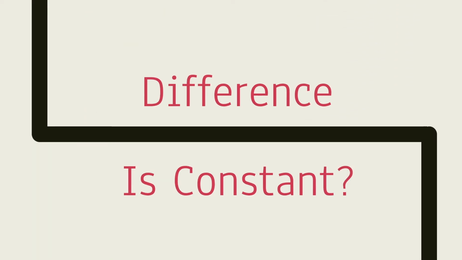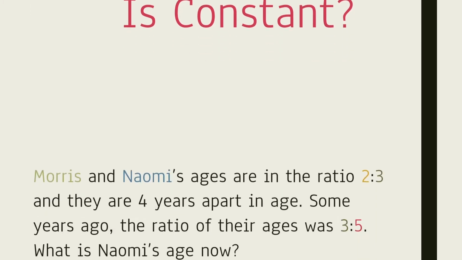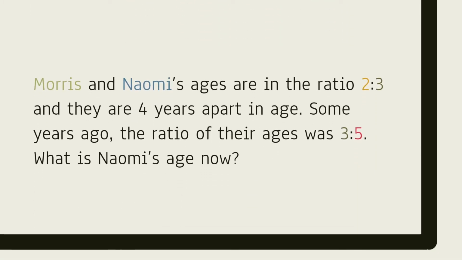What if the thing that stays the same between the two parties is the difference in values? Here is another version of a ratio question. Maurice and Naomi's ages are in the ratio 2:3, and they are 4 years apart in age. Some years ago, the ratio of their ages was 3:5. What is Naomi's age now?